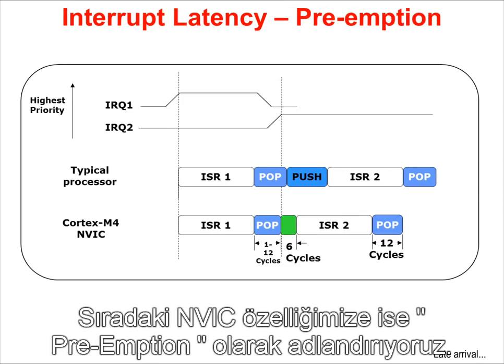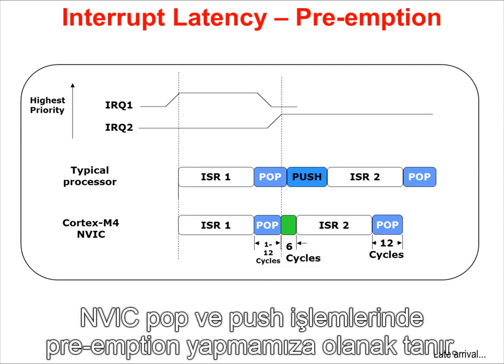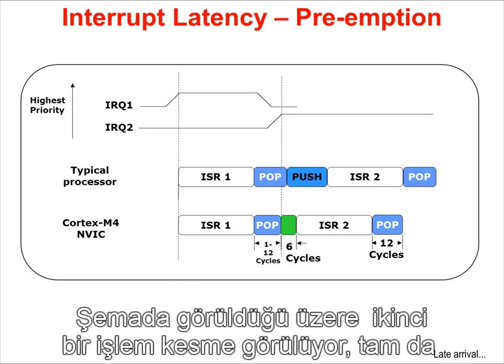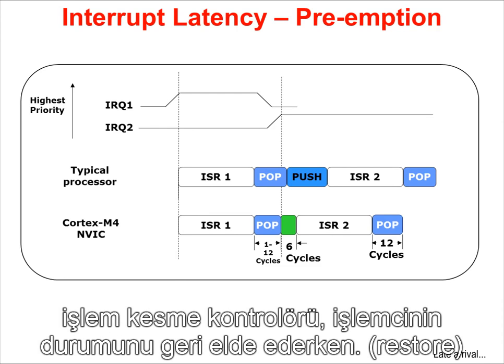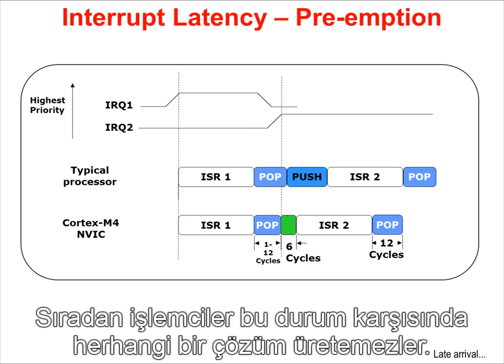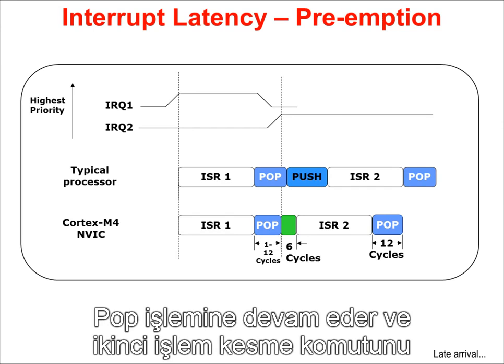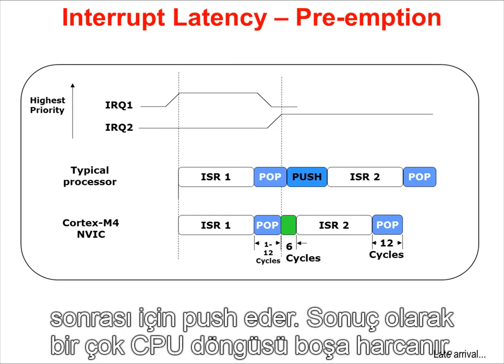The next NVIC feature we'll look at is called Preemption. The NVIC allows preemption of the pop or push process. In the diagram, we can see that a second interrupt was detected while the interrupt controller was restoring the processor state from the first. The typical processor is unable to do anything about the situation. It continues its pop process. It then pushes the state of the processor for the second interrupt, resulting in many CPU cycles being wasted.